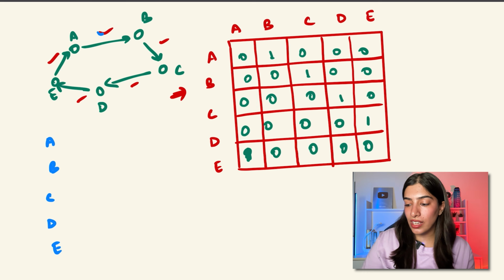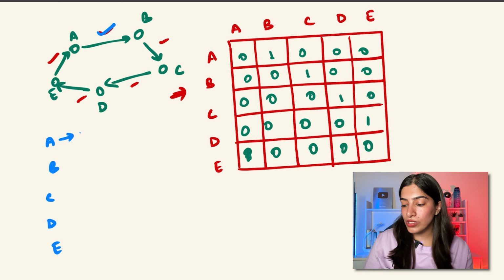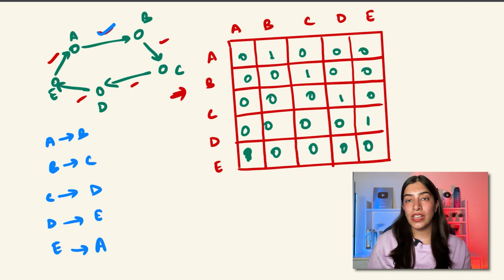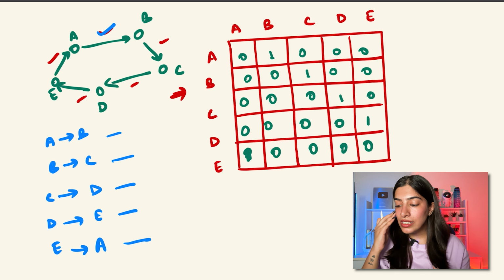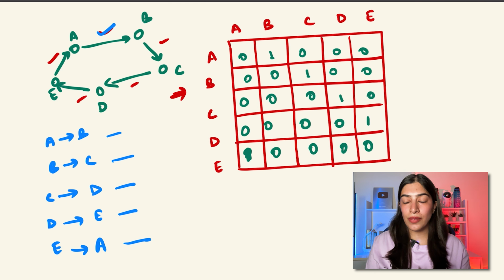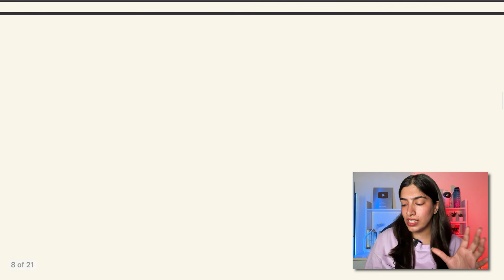Here, A is connected to only B. So I'm going to say A is connected to B. B is connected to C, C is connected to D, D is connected to E, E is connected to A. So here, I am not using the extra space, right? I'm not storing which nodes are not connected. I'm just storing the nodes that are connected. Now I know it can be a bit confusing. For now, let's take more examples and try to see it more clearly.